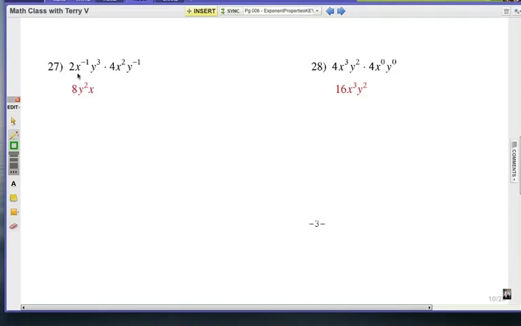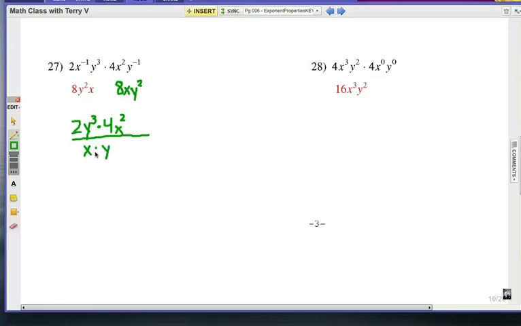Alright, as you can see, number 27 is 8y squared x, or 8xy squared, if we put it in proper order. So, how do we get that? Well, this 2 is still going to be a 2 on the top. X to the negative 1 becomes x to the first on the bottom, and I don't need the 1 there anymore. Y to the third stays on top because it's already a positive exponent. And the 4 is being multiplied here on the top. It does not move. X squared stays on the top. And y to the first does go down to the bottom. So that's just plain y.